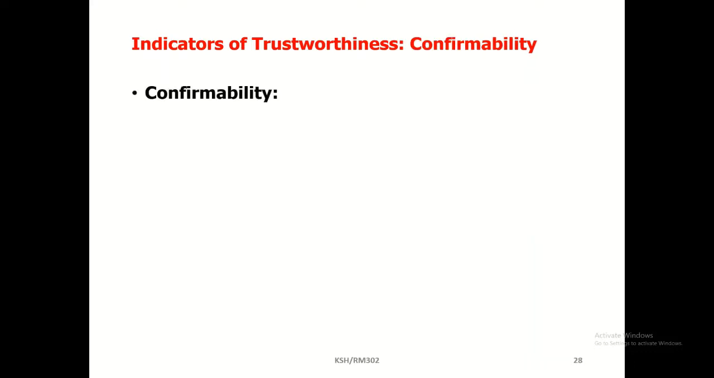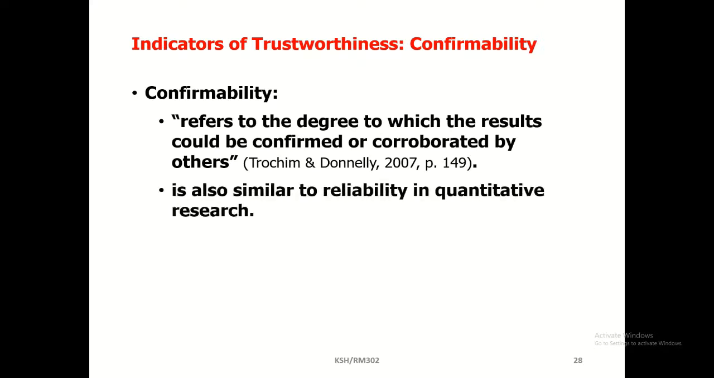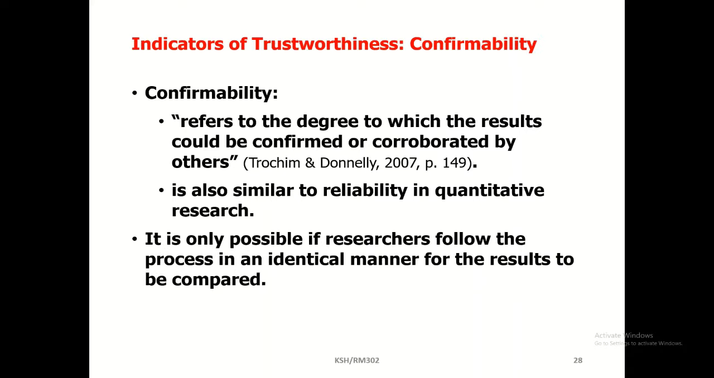The last indicator is confirmability. This refers to the degree to which the results could be confirmed or corroborated by others. This is similar to the concept of reliability in quantitative research. And again, to ensure the confirmability of research findings, the latter researchers need to follow the previous research process in an identical manner so that the new findings can confirm the old ones. That's why the detailed description of the research process is of paramount importance.